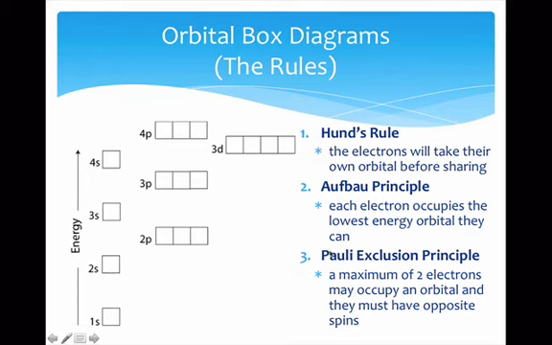And then we have the Pauli exclusion principle that says we can only have a maximum of 2 electrons in each box, and they have to be spinning the opposite ways. So I can't put 2 electrons that are both spinning up in the same box. That does not work. You have to have one going up and one going down. That's the only way they can be together.